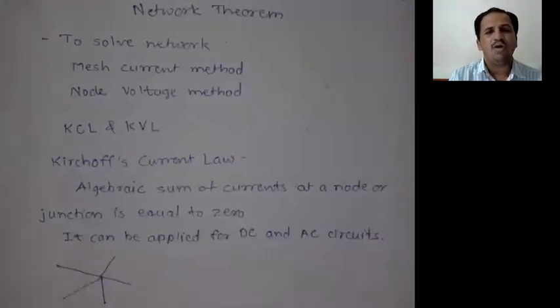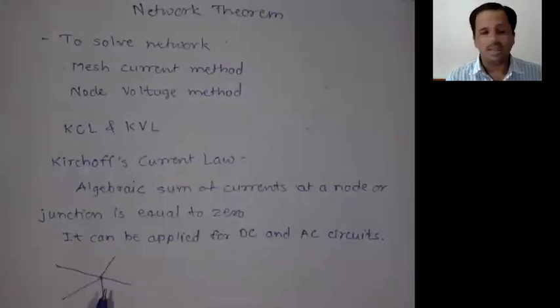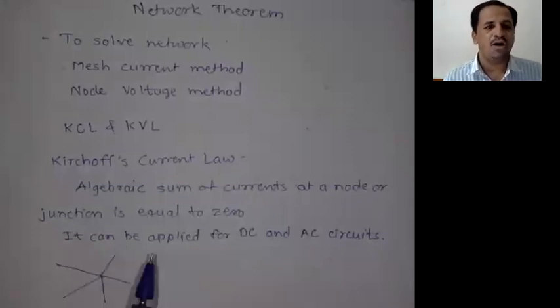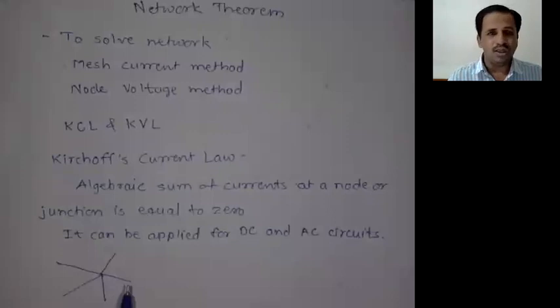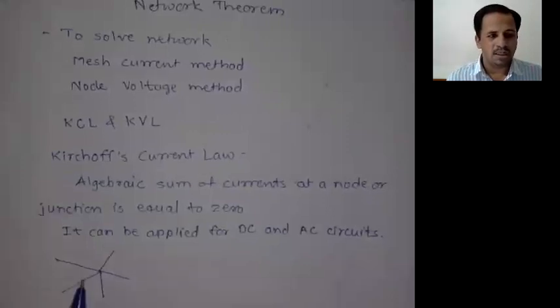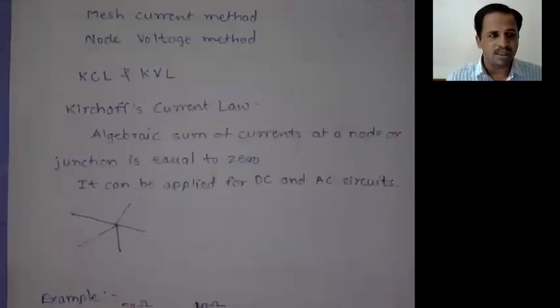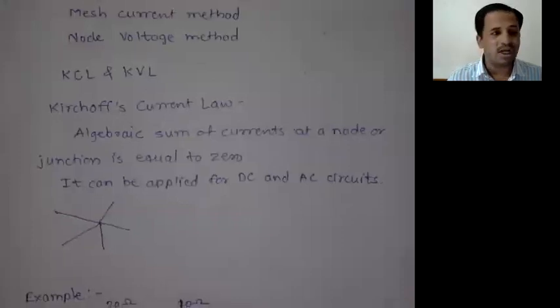Junction or node, it is the same term. The junction or node is that point at which two or more branches are connected. This Kirchhoff's current law can be applied for the analysis of DC circuits as well as AC circuits. Now here we have to see the simple circuit that consists of a number of branches, and these branches are represented like this.